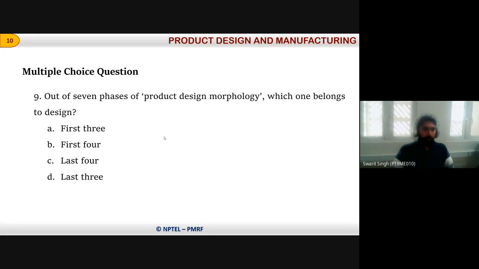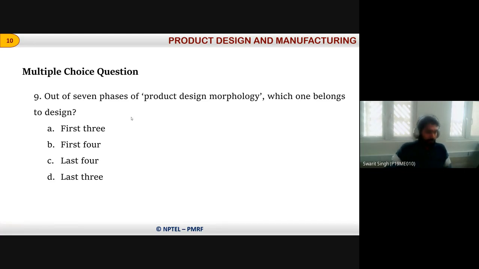Moving to question number 9. Question number 9 says, out of 7 phases of product design morphology, which one belongs to design? You must have read this product design morphology. There are 7 phases, as you already know, covered in the lecture class. Among those 7 phases, which ones belong to design? The options are first three, first four, last four, last three.